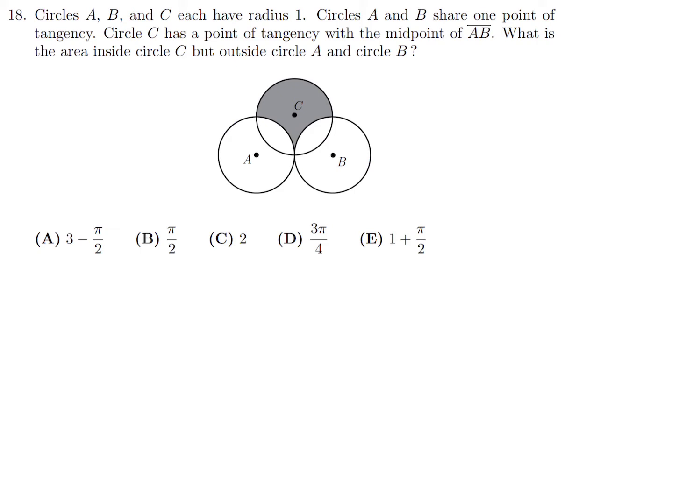Circles A, B, and C each have a radius of 1. Circles A and B share 1 point of tangency. Circle C has a point of tangency with the midpoint of AB. What is the area inside C, but outside circle A and circle B?